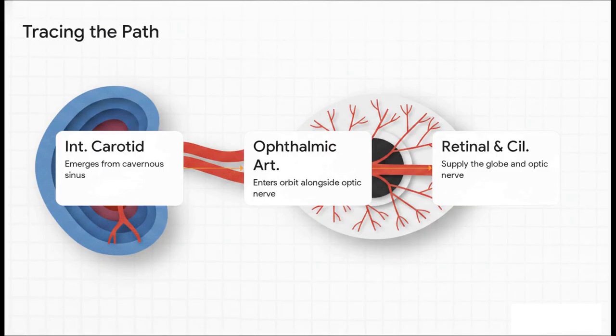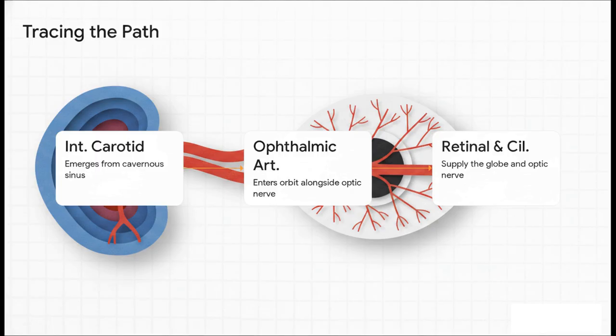Okay, so every single tissue in your eye gets its arterial blood from exactly one source, the ophthalmic artery. We can literally trace a drop of blood on its journey. It emerges from the cavernous sinus into the internal carotid artery, and from there, it flows straight into the ophthalmic artery, which actually enters the orbit right alongside the optic nerve. And that intimate anatomical relationship is exactly why vascular and neuro-ophthalmic diseases are so often linked together.